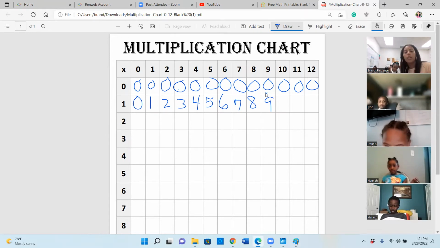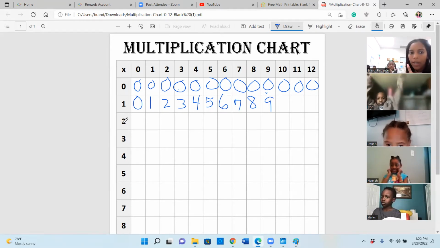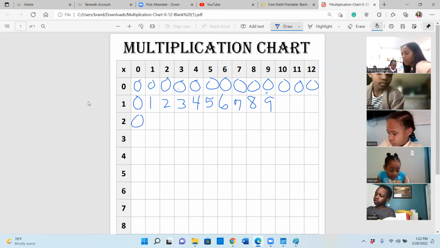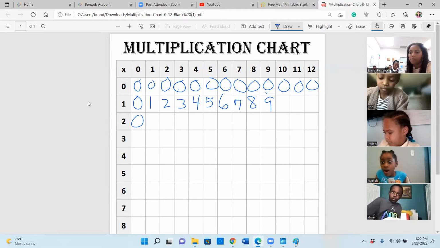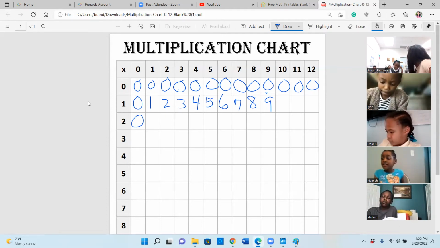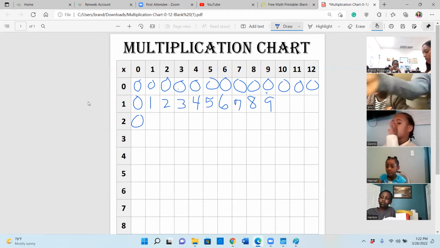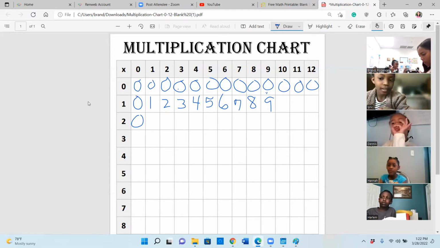Okay, number 2. Let's go to 2. Let's do some multiplying times 2. So we have 2 right here. So 2 times 0 is obviously going to be 0. This whole row is going to be 0.